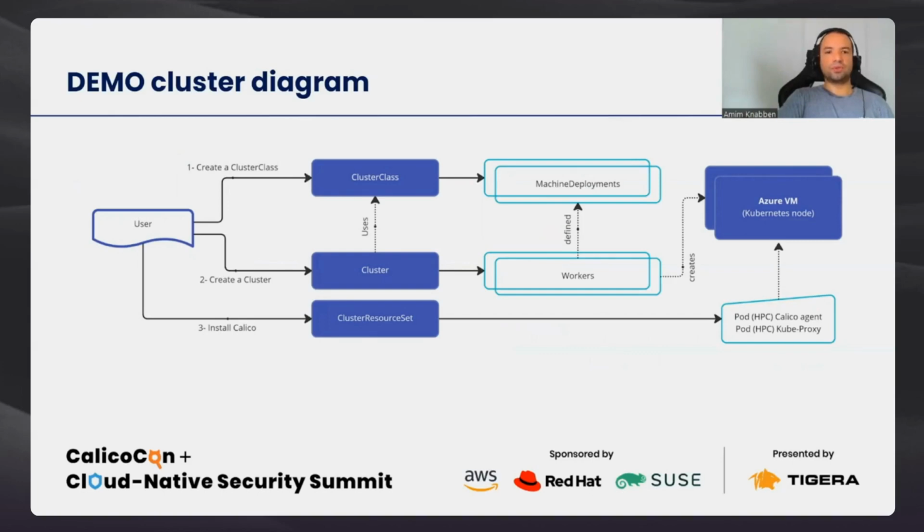Before jumping into the demo, I want to highlight what we saw so far. The first thing the user can do is create a cluster class. The cluster class defines the machine deployments that have all the configurations required for a cluster to run. Second, the user can create a cluster object, and in your workers field, it defines the machine deployments and calls the machine deployments set in the cluster class. The infrastructure provider will bring a new Azure VM and will create and install the Kubernetes node for you based on your workers definition and the replicas you set in your workers specification. The third step is to install a cluster resource set in your cluster. This cluster resource set is responsible for installing Calico and Kubeproxy as host process containers. This way you can have a working Windows cluster running on Azure.